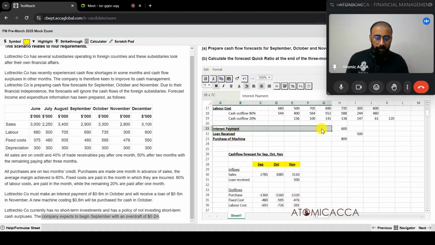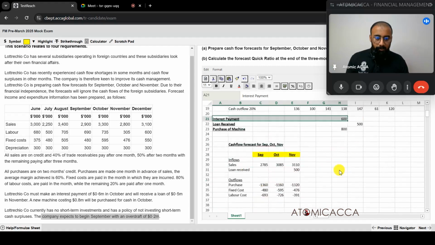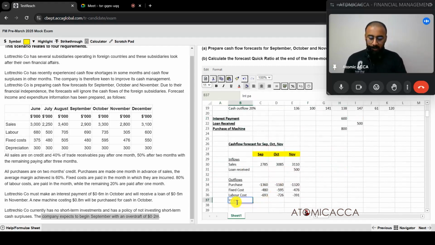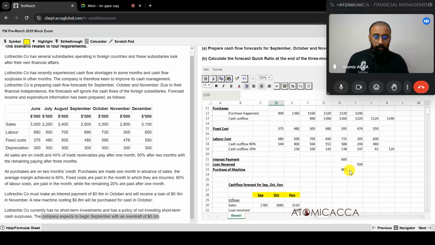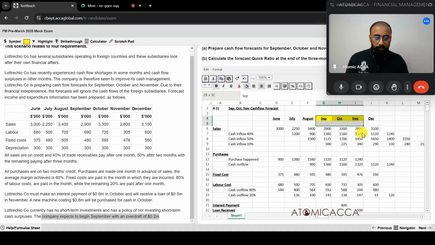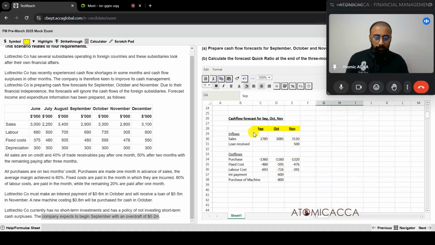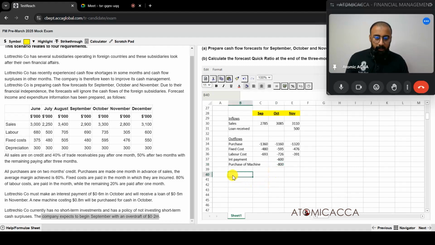Then we have an interest payment coming up in October. So interest payment coming up in October, that is equal to negative 600. And we have a purchase of machine happening. Purchase of machine, that is also happening in October. So equals to minus 800,000. So we have taken all the figures from the table for September, October, November into our forecast over here. Now the total calculation will be like this.